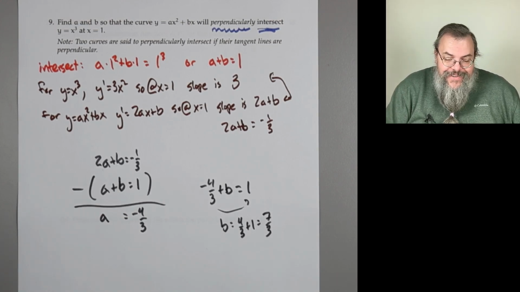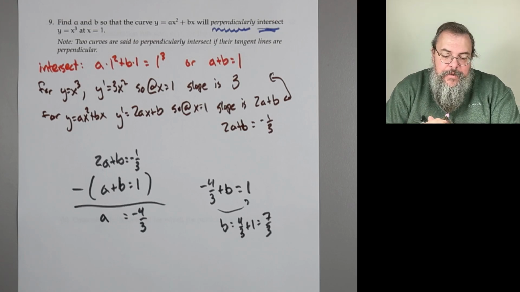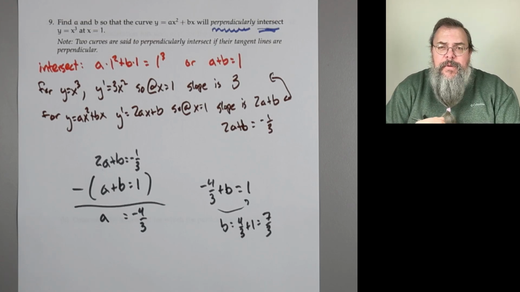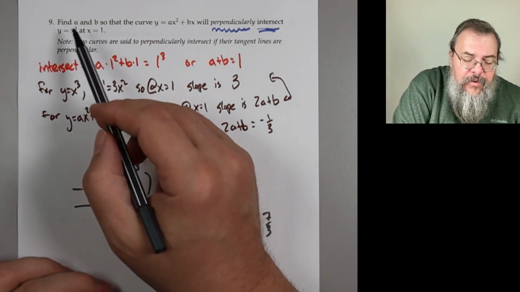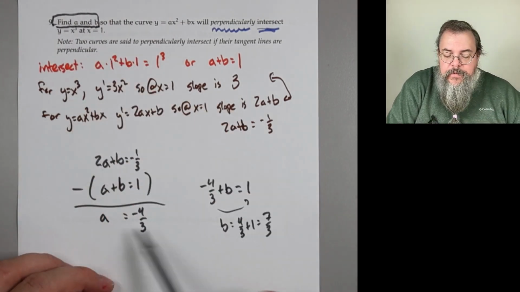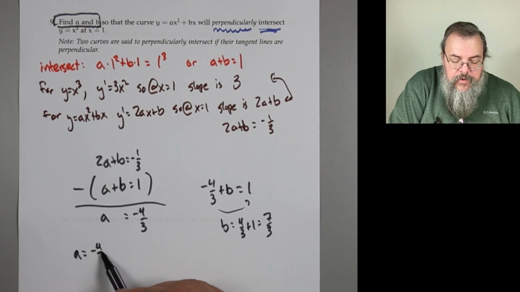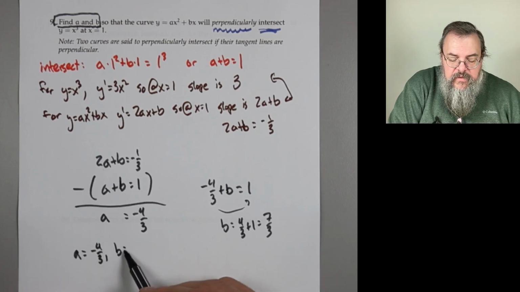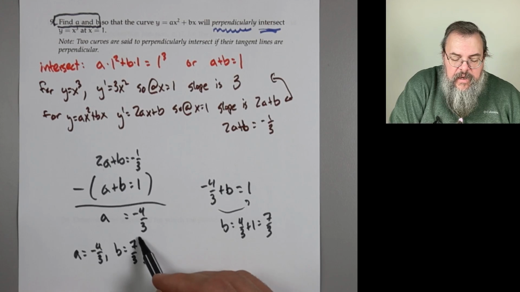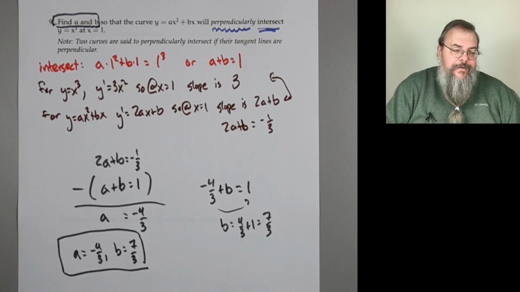Wait, we're done, right? Because what does the problem ask? Sometimes we get lost and we say, wait, where did we stop? Our goal was to find a and b. So we found a, we found b. Let's just write it one more time. A is negative 4/3, and b is 7/3. And we are done. We found it.